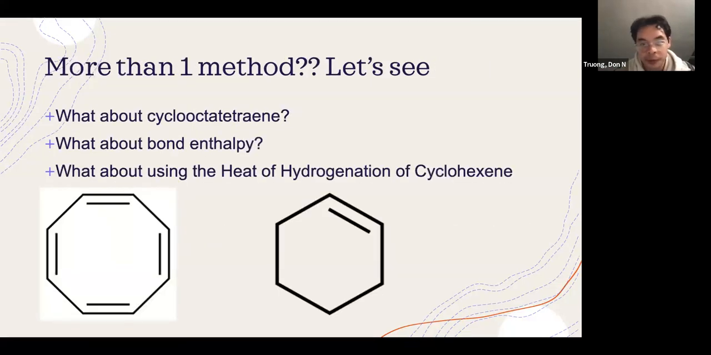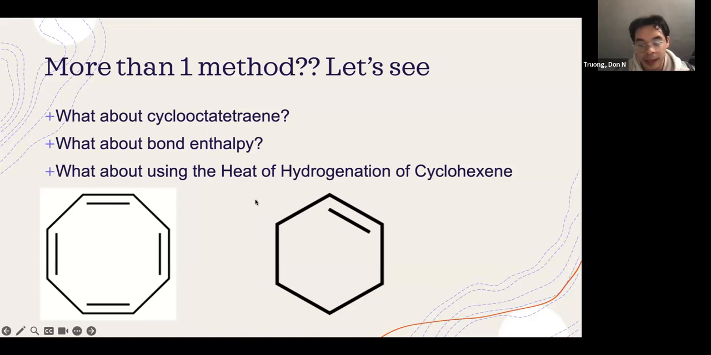So is there more than one method? Let's find out. If you look at cyclooctatetraene here, we see that it has an extra double bond compared to benzene. Benzene has 3, this has 4. And so what we could do is find the heat of combustion of this double bond here and subtract it from the heat of combustion of cyclooctatetraene, and then we would be able to find the necessary value for the resonance energy.